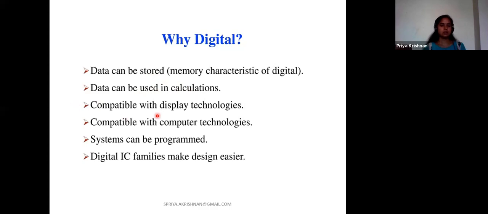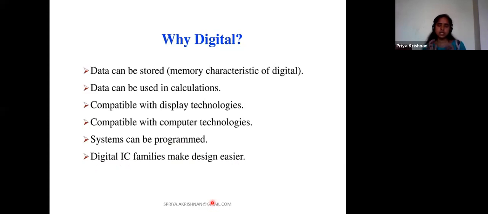Then, it is compatible with digital displays. Easily I can see the digital displays. It is compatible with computer technologies, so I can process something on it. Systems can be programmed because all the signals are ones and zeros, so I can easily program my signals. And digital IC families make everything easier.